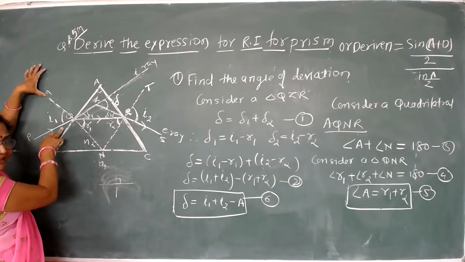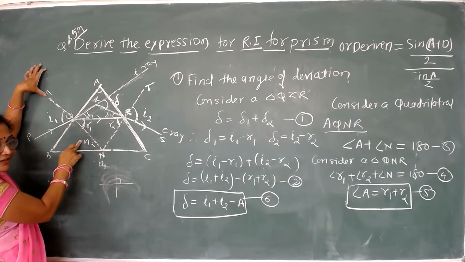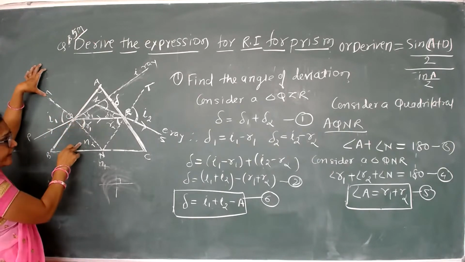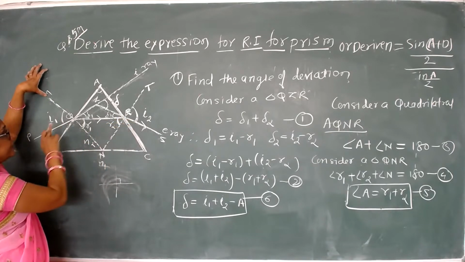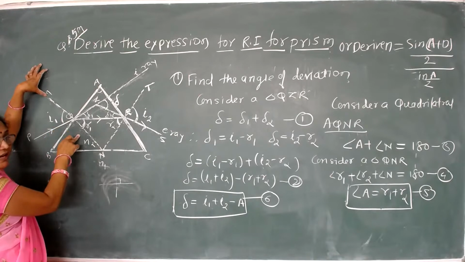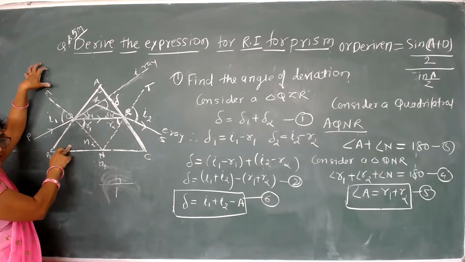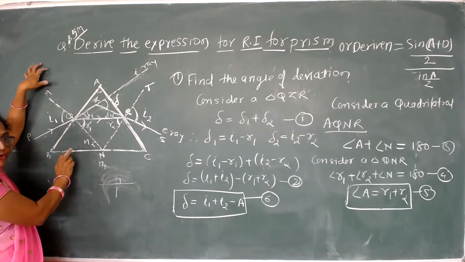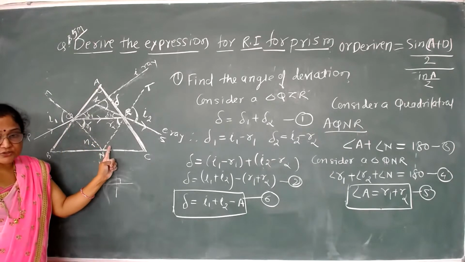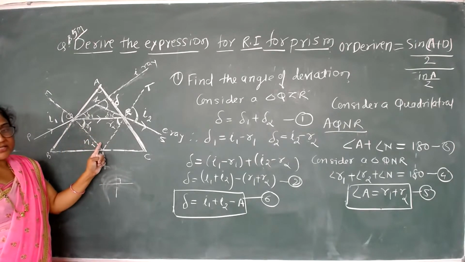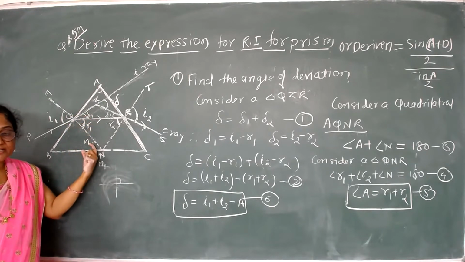When the incident angle changes, the refracted angle changes, and when the refracted angle changes, the angle of emergence also changes. According to Snell's law, sin i is directly proportional to sin r, which means i is directly proportional to r. When the angle of incidence changes, the angle of refraction also changes. So depending upon this, if the angle of incidence changes, the angle of refraction decreases.